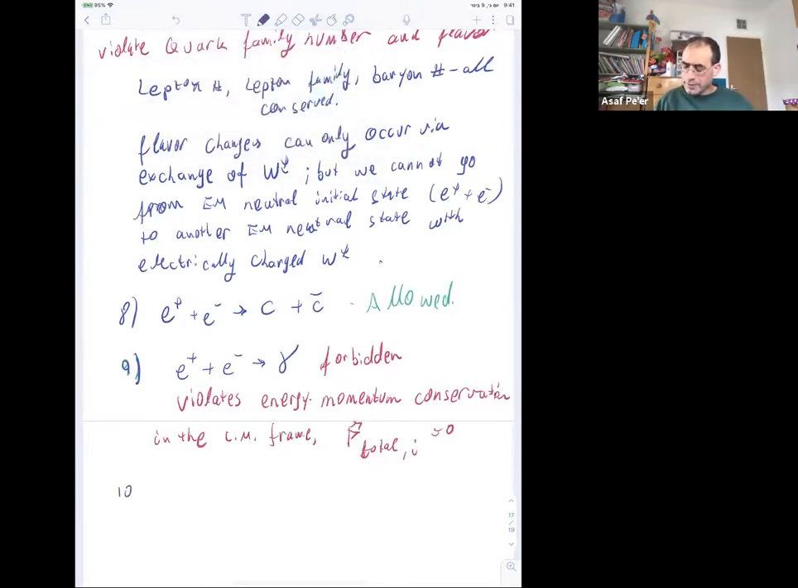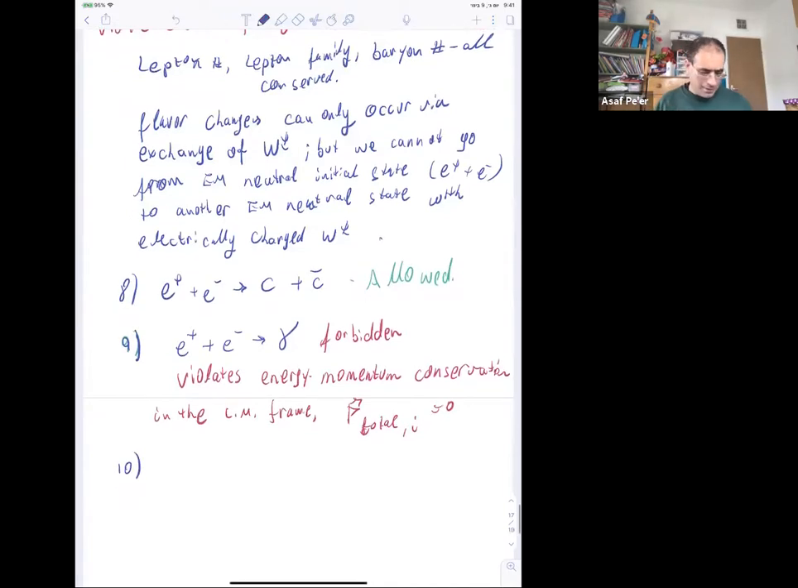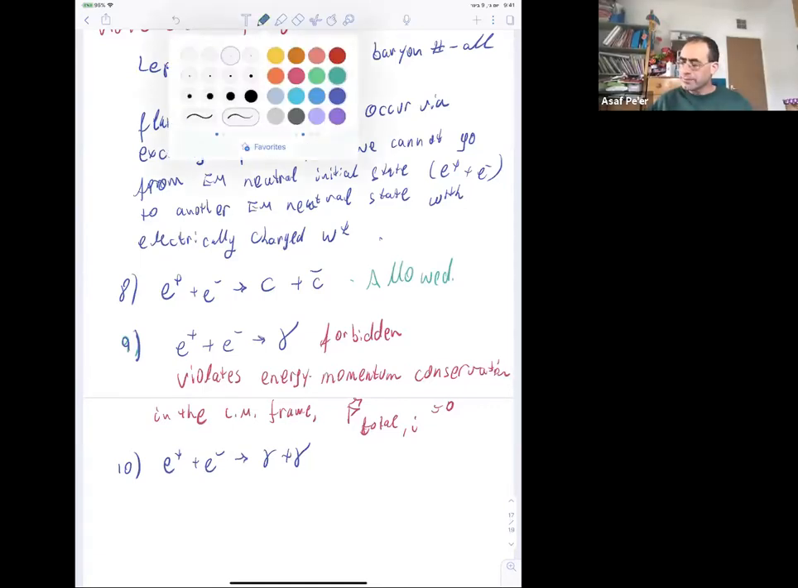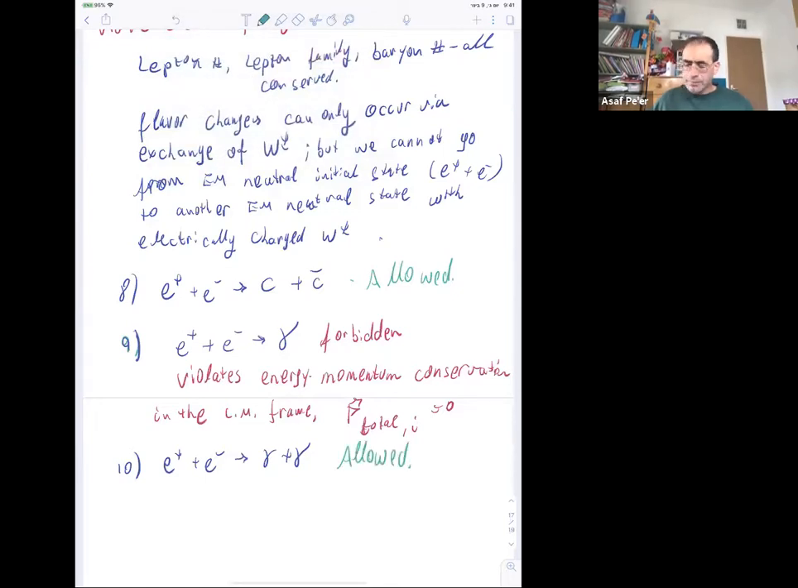And then the last one, I know I'm running over time, but I'm compensating for the lost time. What about E plus and E minus goes to two photons? Yes, because they can compensate for the overall momentum. Exactly, very good. This is allowed. Okay, guys, I apologize for taking too much of your time. Of course, if you go in the center of mass frame, then after the interaction, the outgoing photons will have the same energy and they will go in opposite directions in the center of mass frame, of course.